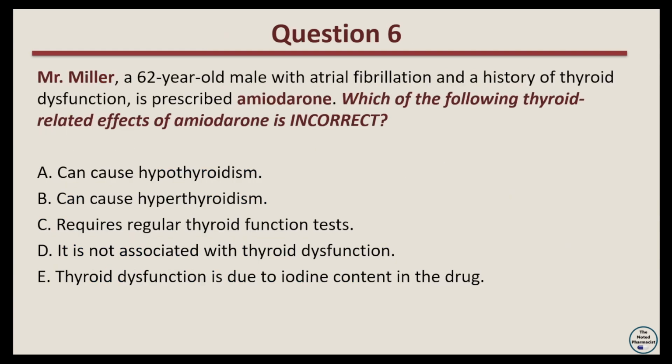Question 6. Mr. Miller, a 62-year-old male with atrial fibrillation and a history of thyroid dysfunction, is prescribed amiodarone. Which of the following thyroid-related effects of amiodarone is incorrect? Option A, can cause hypothyroidism. Option B, can cause hyperthyroidism. Option C, requires regular thyroid function tests. Option D, it is not associated with thyroid dysfunction. Option E, thyroid dysfunction is due to iodine content in the drug.